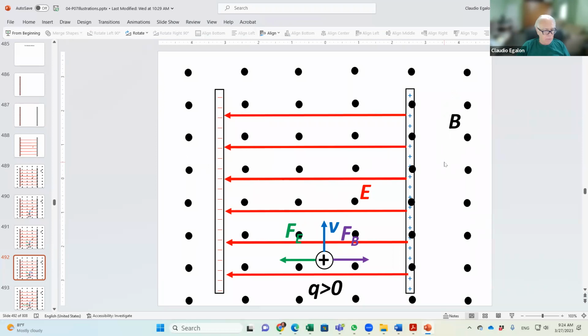And then if you do that, the net force on this charged particle is going to be zero, even though the electric force applied to the particle is not going to be zero, and even though the magnetic force applied to the particle is not going to be zero. But if you choose a proper electric field intensity and a proper magnetic field intensity, you may get a net force equal to zero. I'm going to show you how to do that.